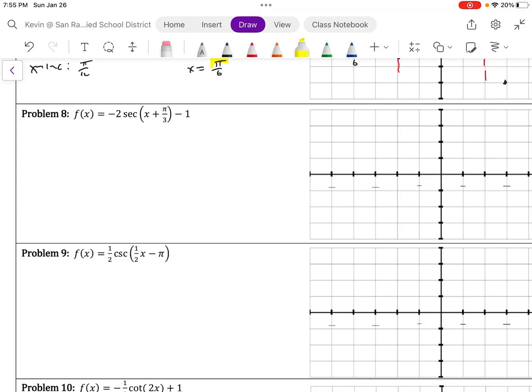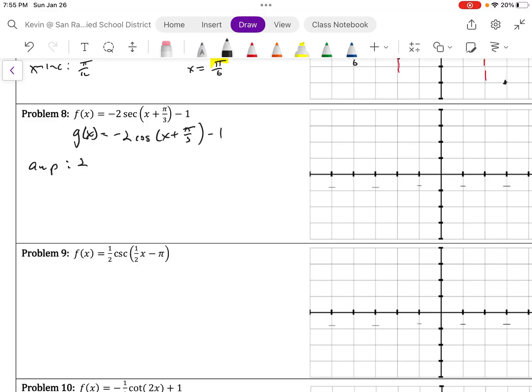So let's see for problem number 8 here. This is the last video of the 4.5, 4.6 graphing practice. Okay, so first of all, let's notice that this is going to be negative, so we'll worry about that at the end, but we're just going to kind of flip everything. Since it's secant, we're going to do its buddy graph. So g of x equals negative 2 cosine of x plus pi over 3, minus 1. I hate it when they do pi over 3.